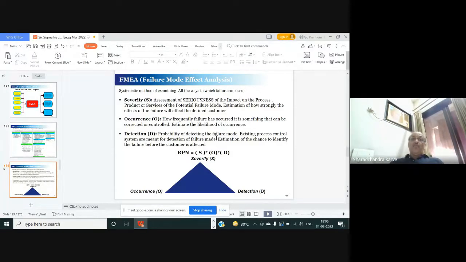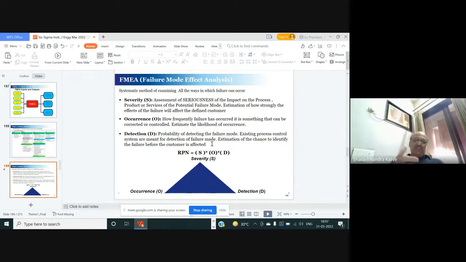And what is the probability of detecting that failure? Suppose there is an existing process control. What is the existing process control on this? If you are reaching college late, are you able to understand in advance, when you wake up in the morning, that you are going to reach college late? So you have that proactive mechanism to give you signals that this is going to fail.